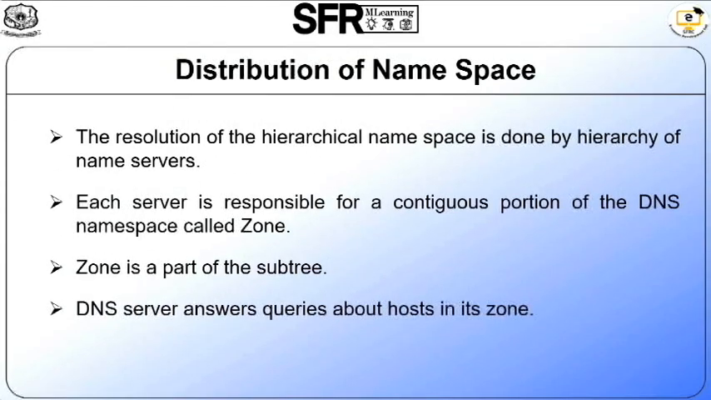Next one, distribution of namespace. The hierarchical namespace is distributed by a hierarchy of name servers. Each server is responsible for a contiguous portion of the DNS namespace, which is called a zone. Here the zone is a part of the subtree. A DNS server answers all the queries about the hosts in its own zone.